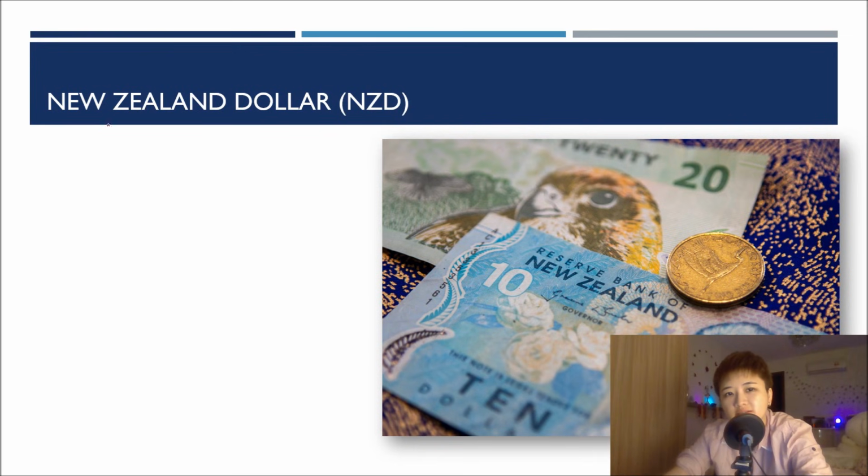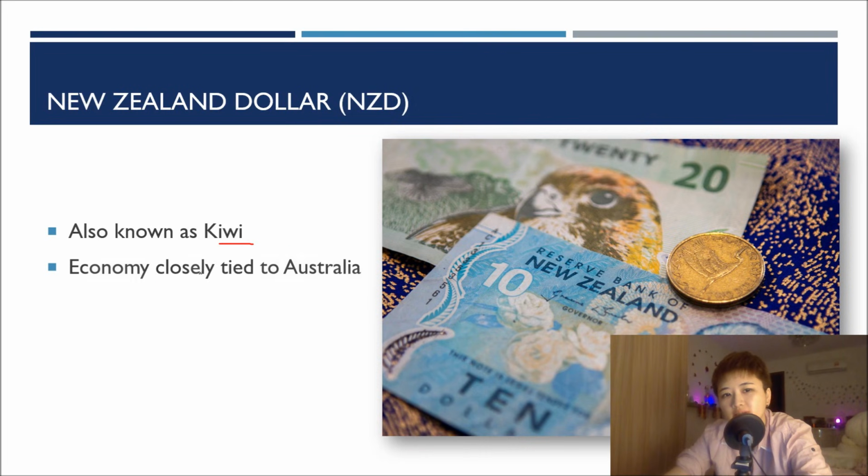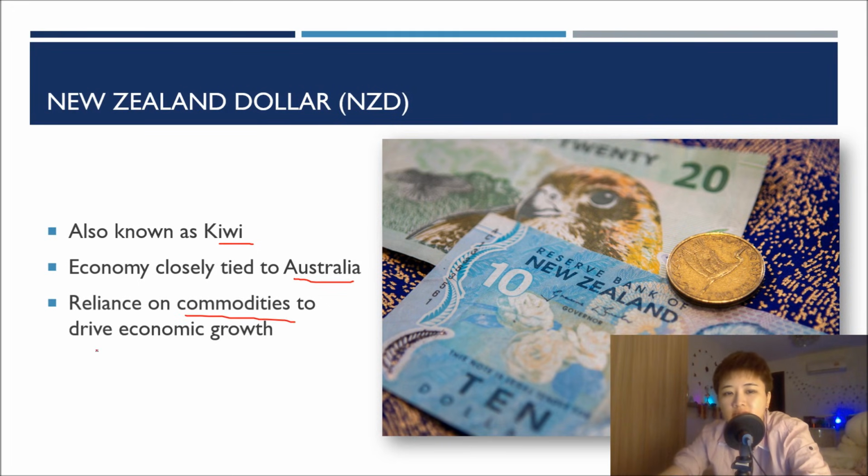Okay, next currency, New Zealand dollar, NZD, known as Kiwi. The economy is closely tied to Australia, and the currency is also influenced by almost the same factors as Australia, for example, GDP growth, inflation rates, interest rates. And also New Zealand relies highly on commodities to drive its economic growth. One of the major exports of New Zealand is agricultural products, milk, dairy products.